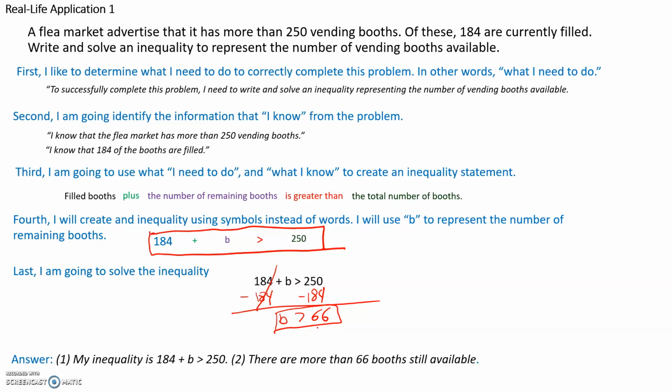You can also write the second part as an inequality, because the problem said to just solve the inequality. It didn't ask how many booths were still available. Both of these are acceptable for this particular problem. Now, if it asks how many booths are available, then that would be the correct answer.